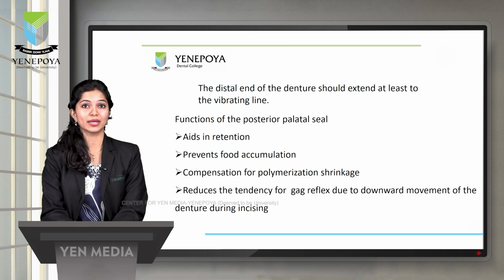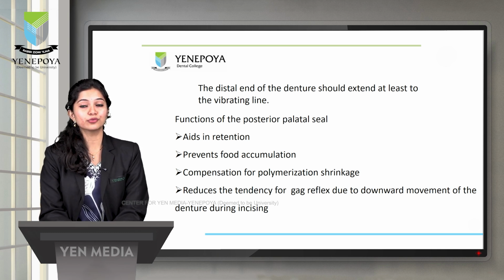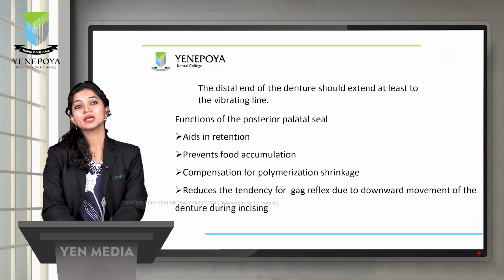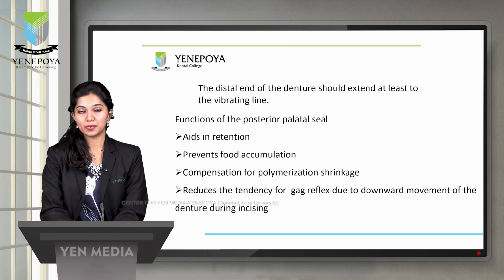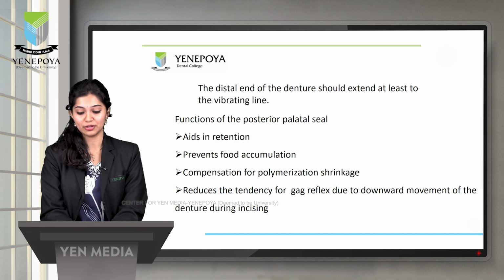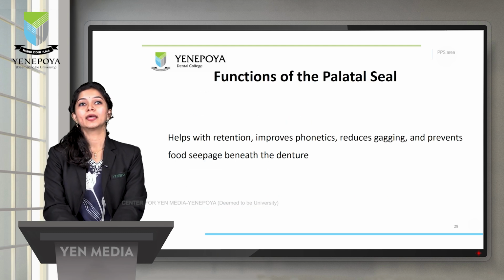So one can guess the second function: it helps in preventing food accumulation or leakage of the food from the posterior part. Third one is the compensation for polymerization shrinkage. Fourth one, it reduces the tendency for gag reflex due to downward movement of the denture during incising. If it is overextended, you can have a gag reflex because of the muscular part of the soft palate.